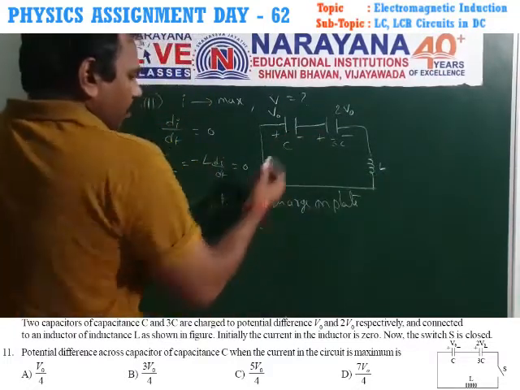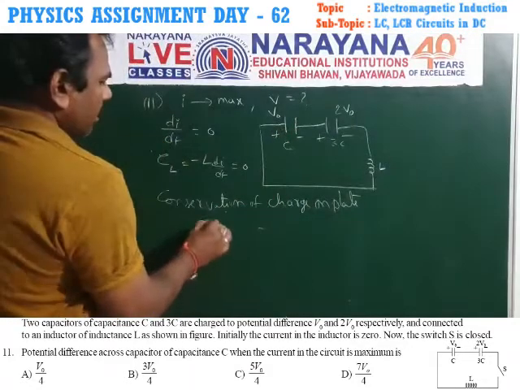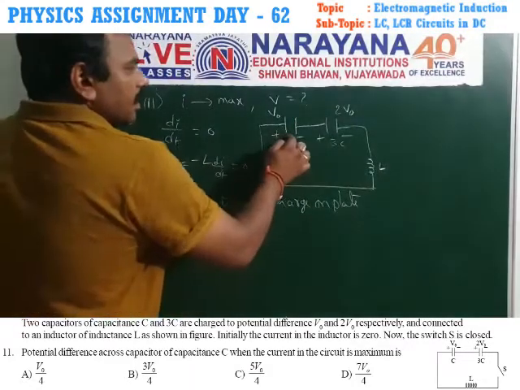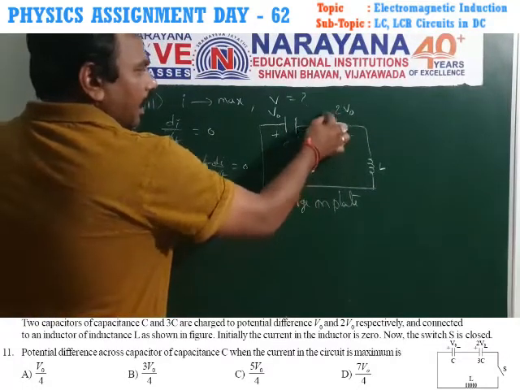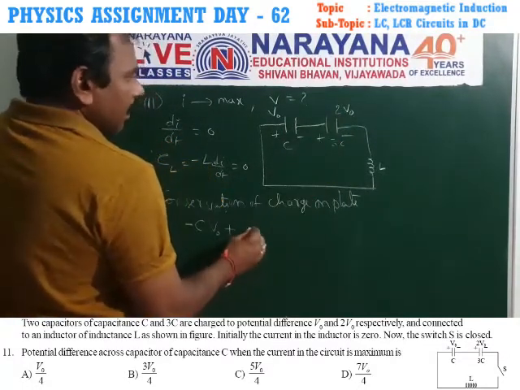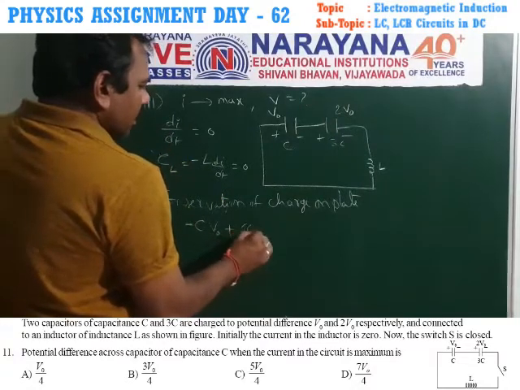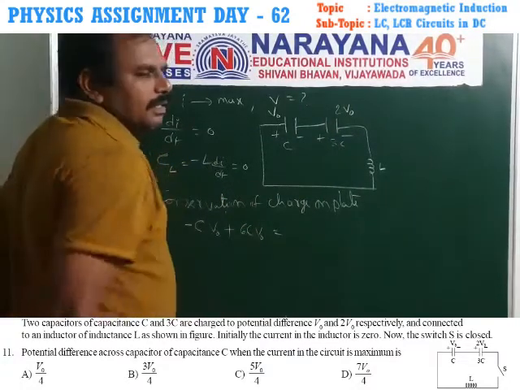So before connection, CV0 is the initial charge, that is minus CV0 here because of the negative plate, and on the positive plate plus 3 into 2, that is 6 CV0. This is the initial charge.